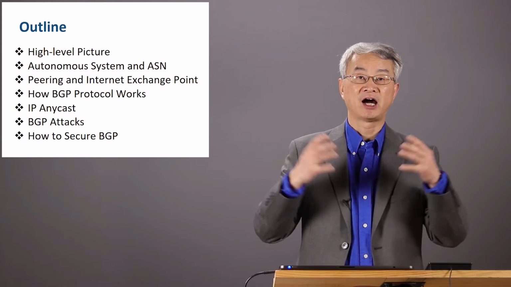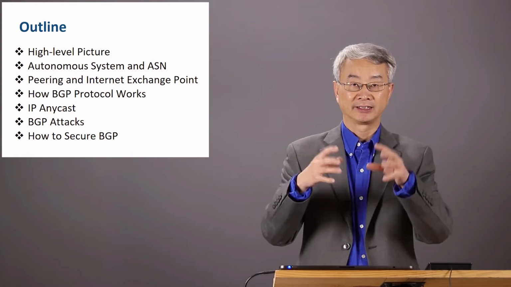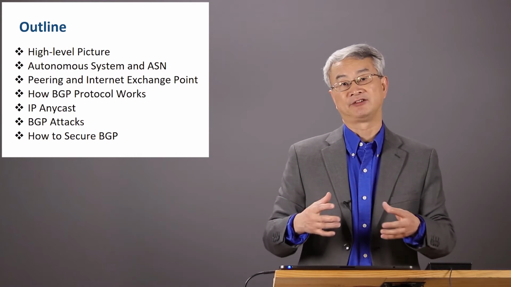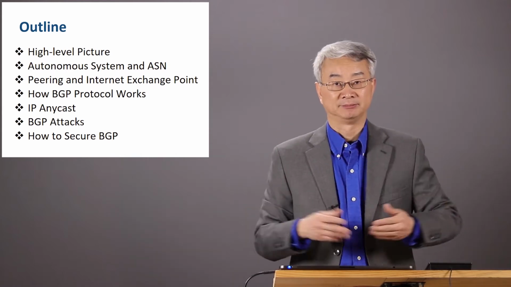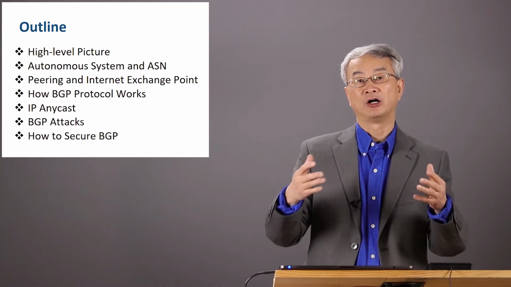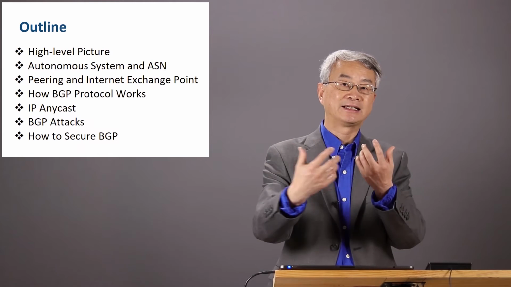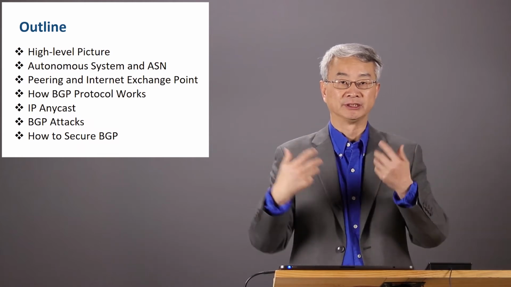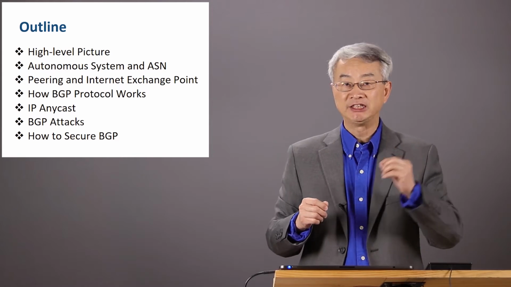We're going to start with a high-level picture to show you how the internet connects together. The internet consists of many networks, and they are called autonomous systems. So we're going to look at the autonomous systems and at how they actually get connected together. We call that peering. Based on that understanding, we're going to look at the BGP protocol.